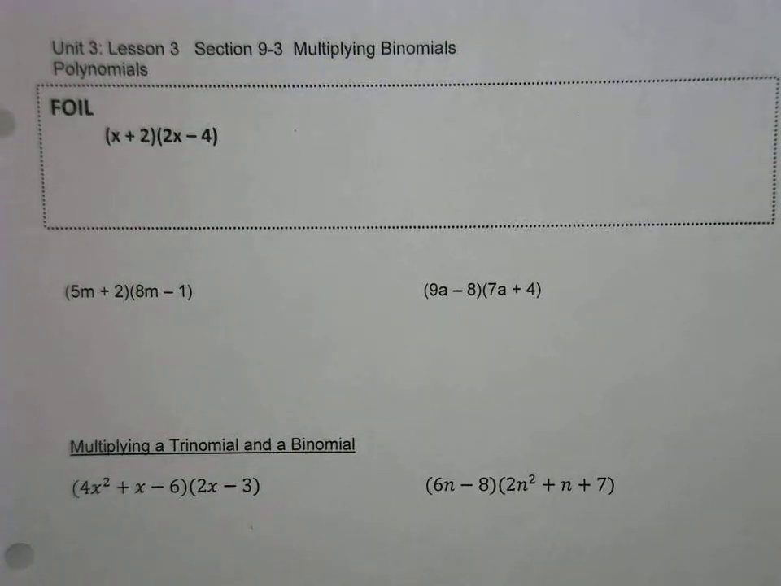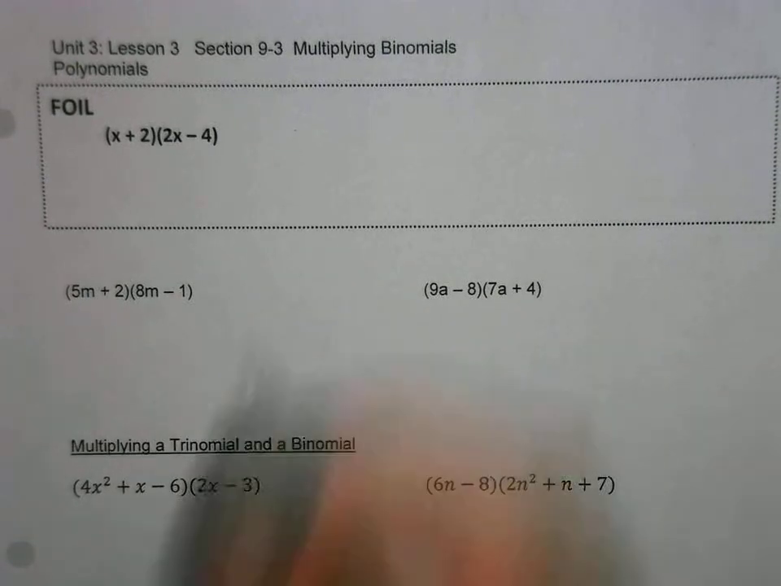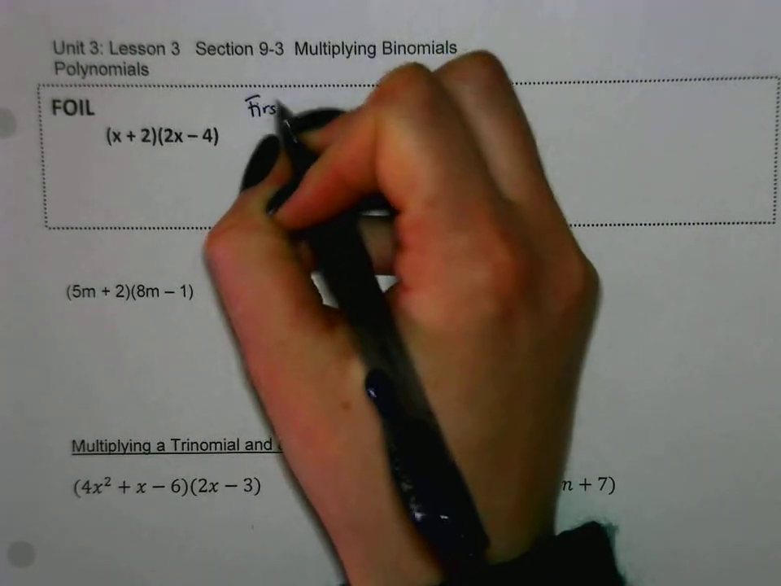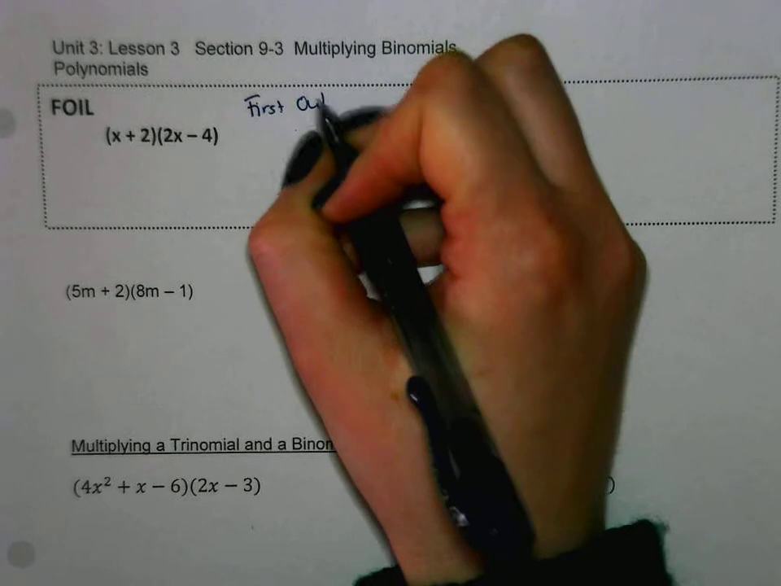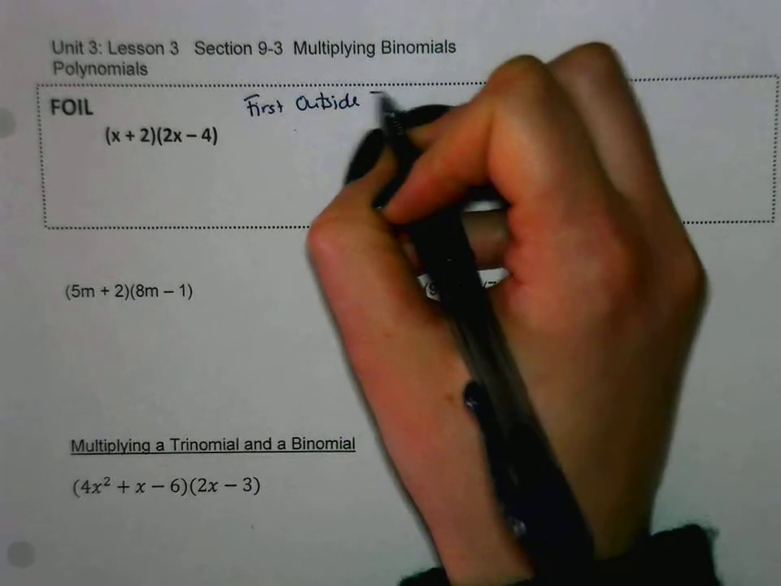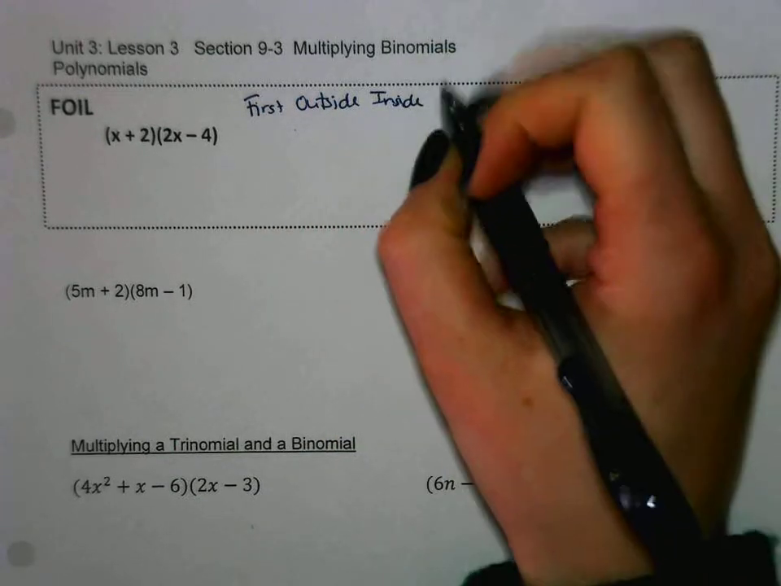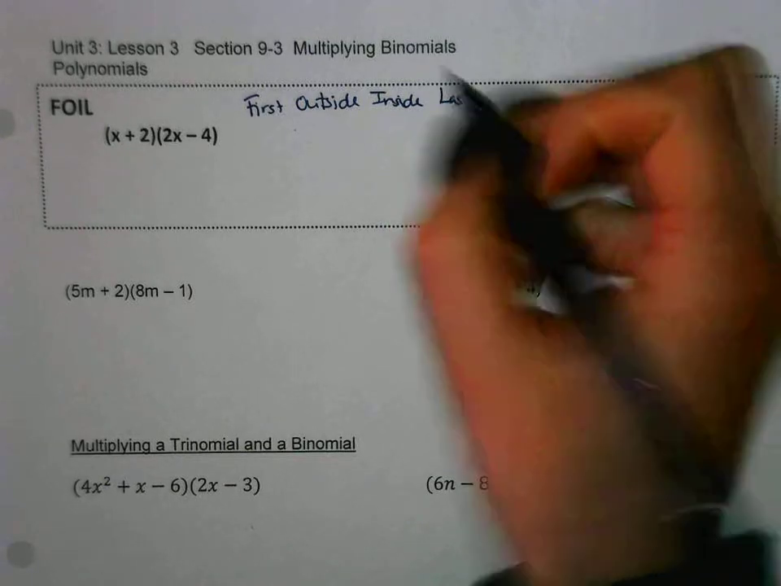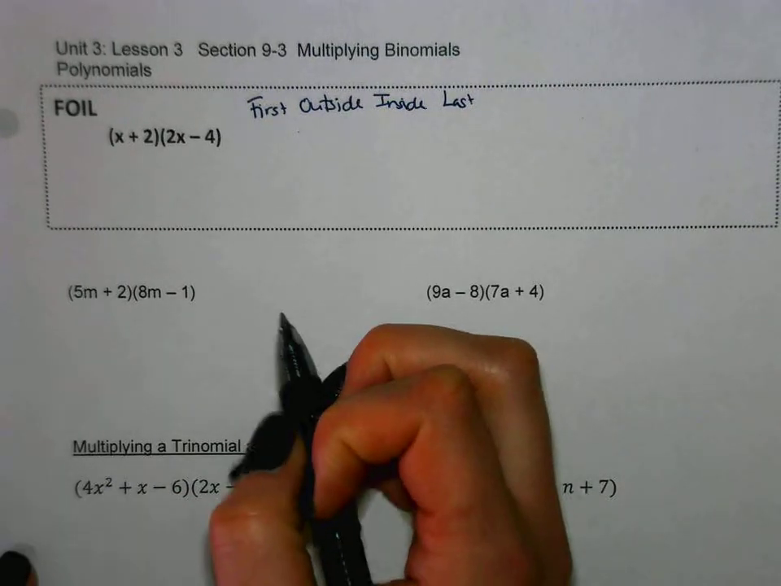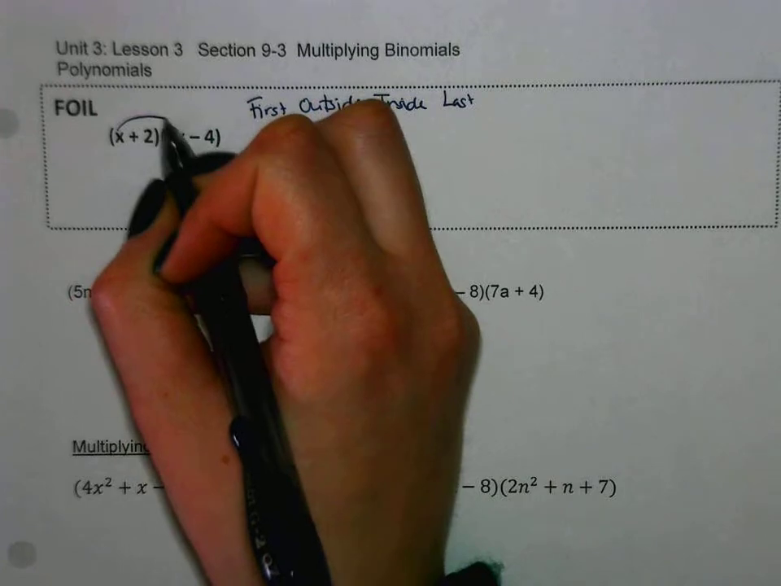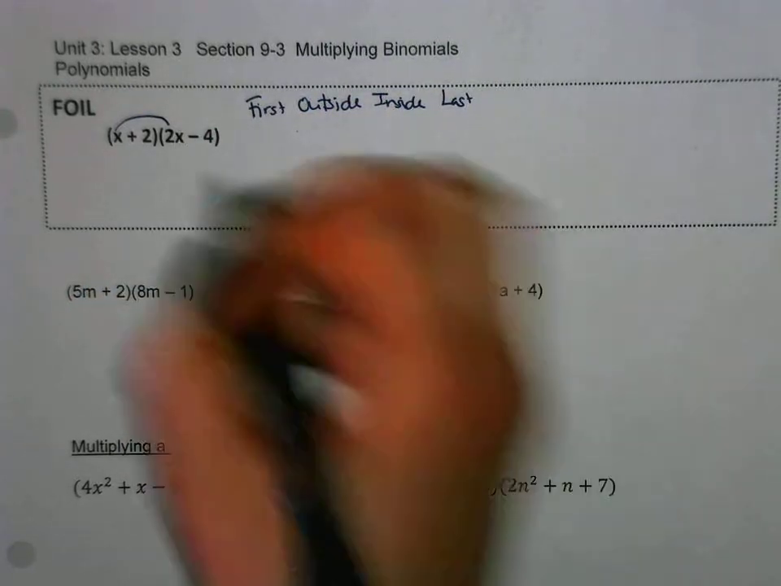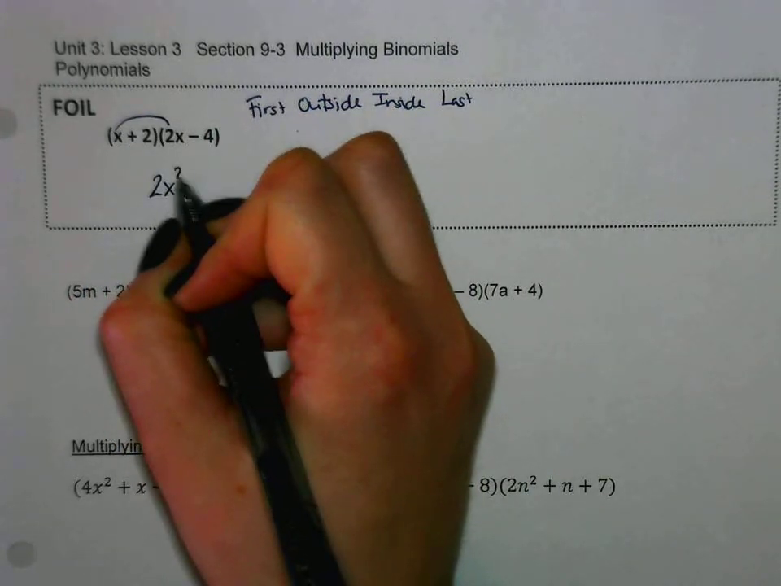Today we're going to be working with multiplying binomials. So first I'll look at the FOIL method. The FOIL method, F stands for first, the O stands for outside, I inside, and the L stands for last. So when we FOIL this, we take the first of each binomial, which is x and 2x, and we multiply. X times 2x is 2x squared.